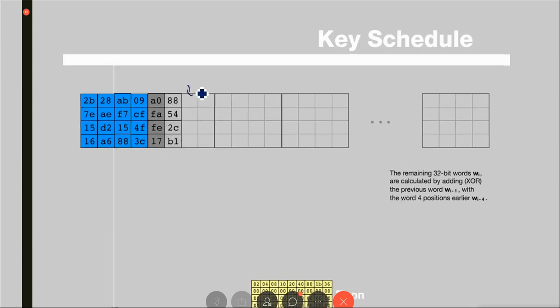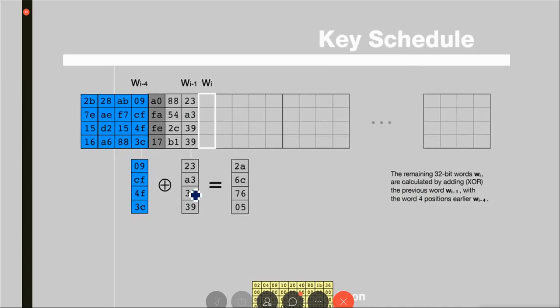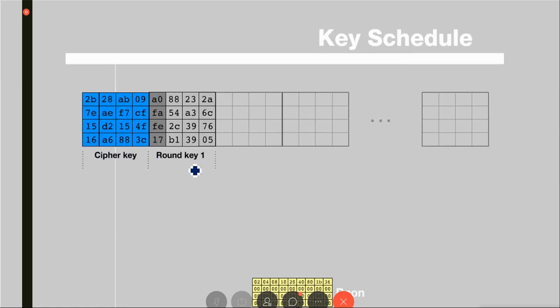What do we do to get the third column? Again, Wi minus 1, Wi minus 4, XOR. Same for the next. Round key 1 is ready. Do you understand why these three columns are light in color? Because the process is simple: all you have to do is select Wi minus 1 and XOR it with Wi minus 4. But the first column is slightly dark in color because the process is slightly different.